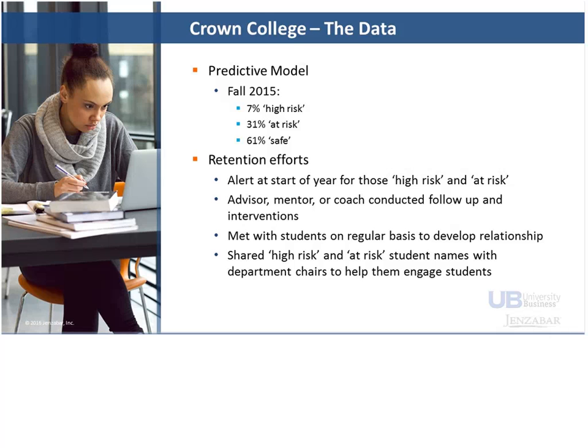I also shared the high-risk and at-risk students' names, which are very easy to find in the system, with the department chairs, and encouraged the department chairs to engage those students in some way in the department. So if they had a department meeting, to make sure that those high-risk and at-risk students maybe got their own invitation, or a number of other things. And that is something that we're going to continue to improve upon in this next year. We certainly did not do everything right.